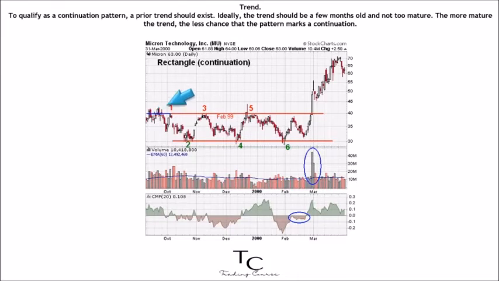Trend. To qualify as a continuation pattern, a prior trend should exist. Ideally, the trend should be a few months old and not too mature. The more mature the trend, the less chance that the pattern marks a continuation.